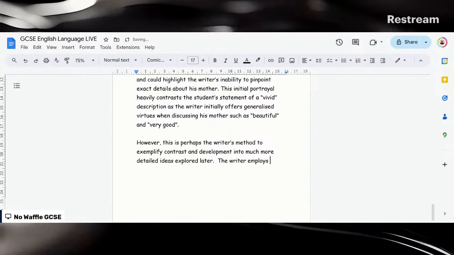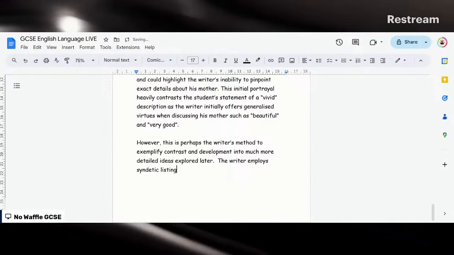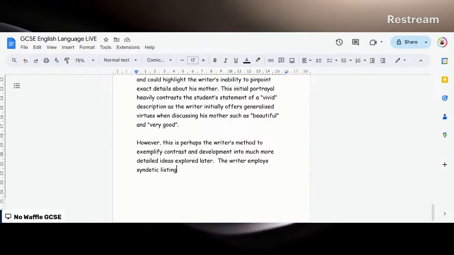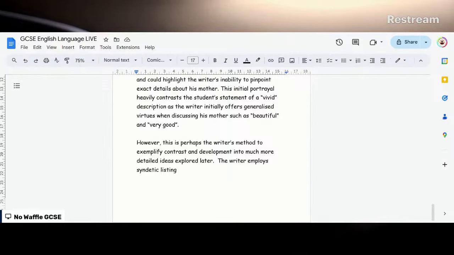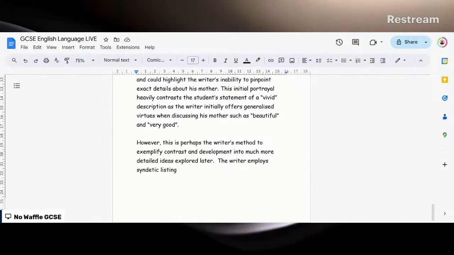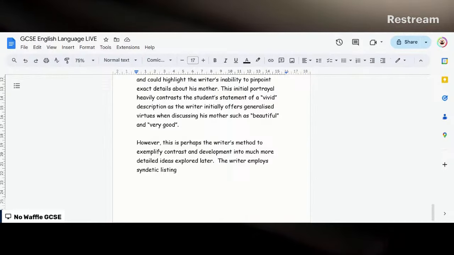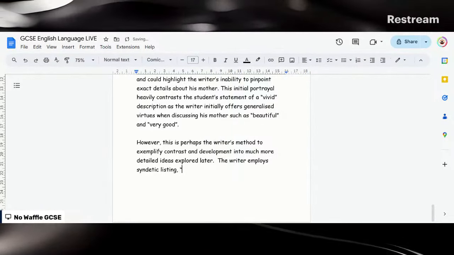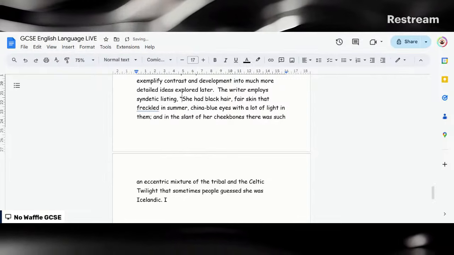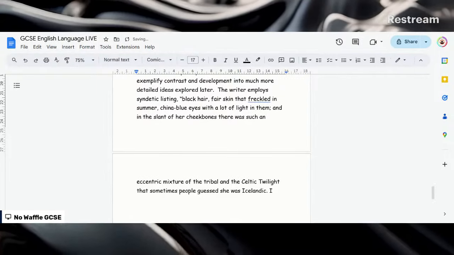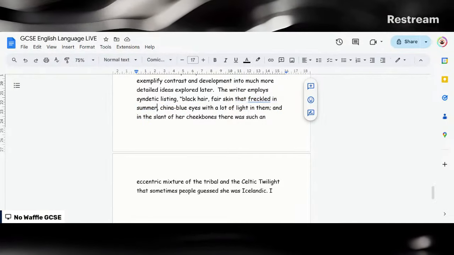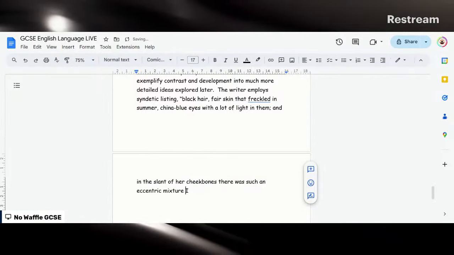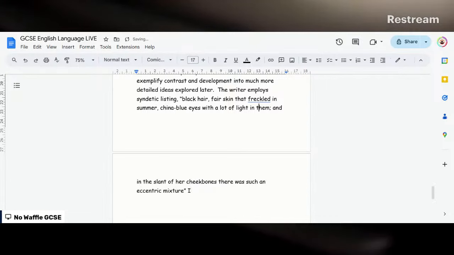The writer employs syndetic listing. I got it right here. Syndetic listing, when we're talking about when she starts speaking, going from china blue eyes and the slant of her cheekbones. Here's the full quote, and we obviously want to avoid quoting the entire thing, but we do want to capture the fact that there is listing going on. She had black hair, fair skin. So you could shorten it, just say black hair, fair skin, that freckled in the summer, china blue eyes with light in them, and the slant of her cheekbones. Okay, and then we'll end the quote there. We don't want to make it too long. Again, it is quite long as it is. Okay, so that's our use of syndetic listing.